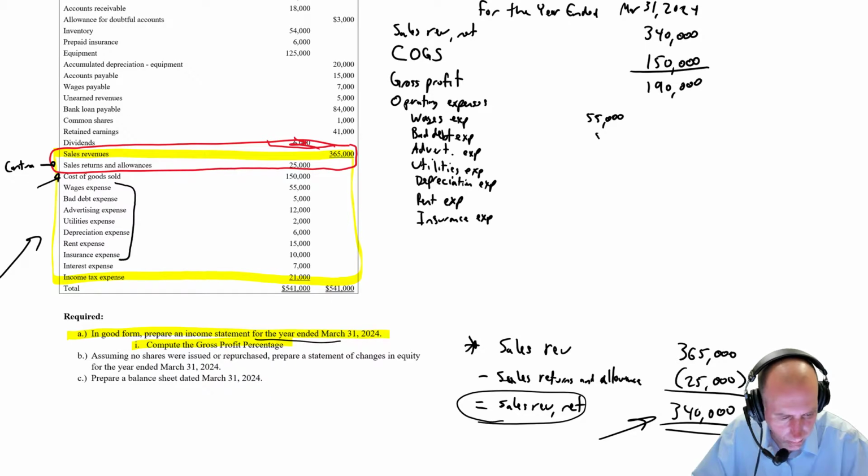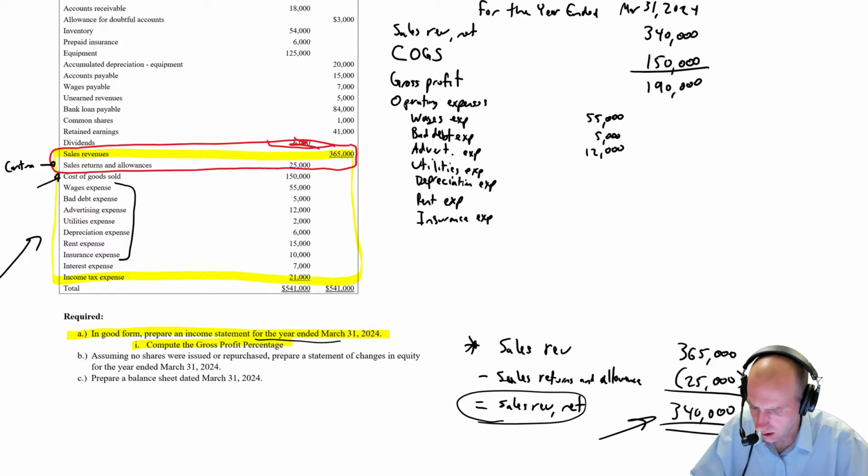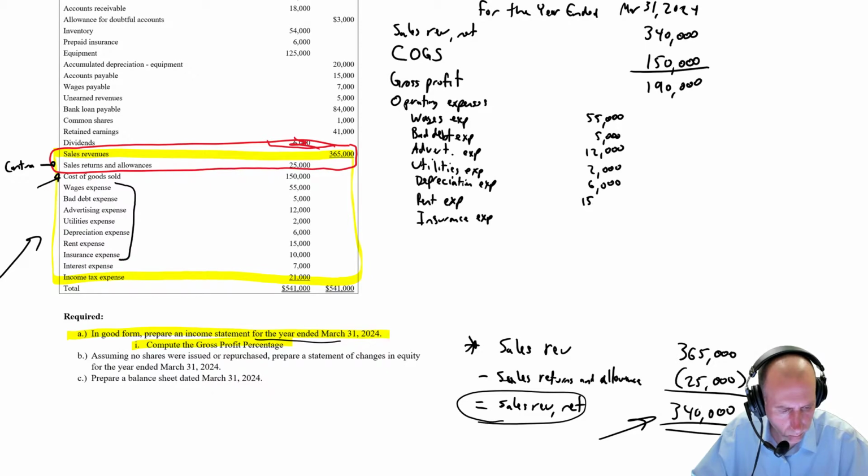Bad debt is 5. Advertising 12. Utilities 2. Depreciation 6. Rent 15. And insurance 10.